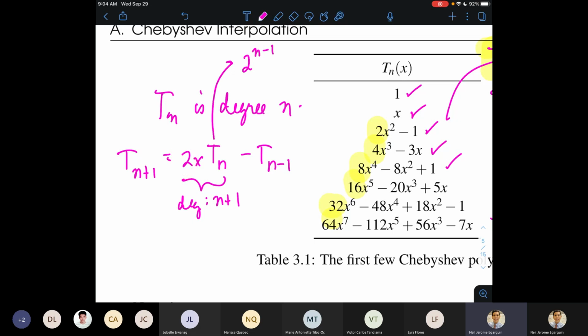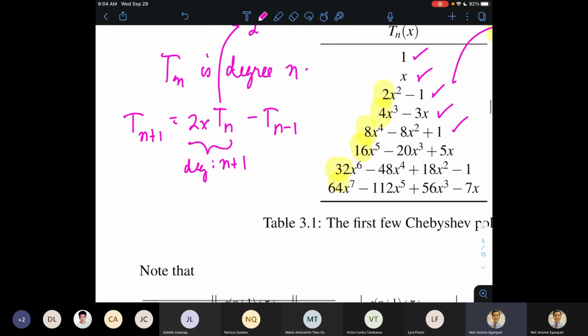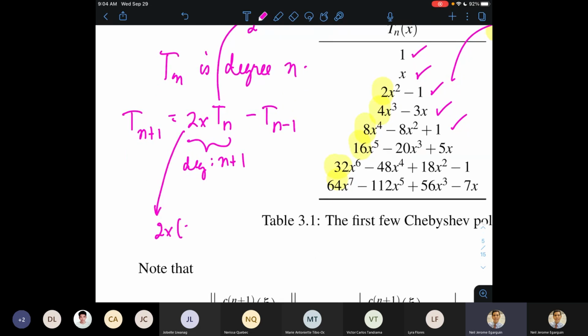So yung term na 2 to the n minus 1 x to the n na nanggagaling kay T sub n, namumultiply siya ng 2x. So ibig sabihin, ang leading coefficient na nanggagaling dito ay magiging 2x times 2 to the n minus 1 times x to the n. So magiging 2 to the n, x to the n plus 1. Right? And indeed, the degree is 1 higher than the power of the leading coefficient. Right? Kaya laging 1 less than the degree yung exponent ng leading coefficient. Okay?